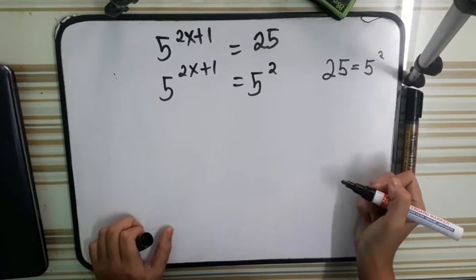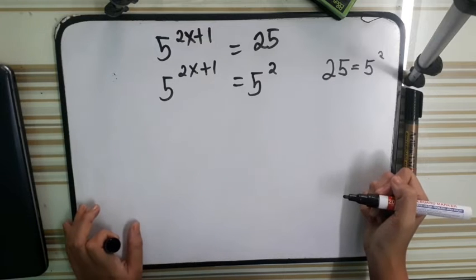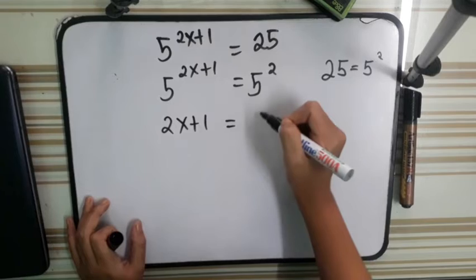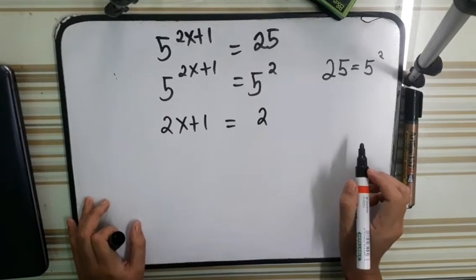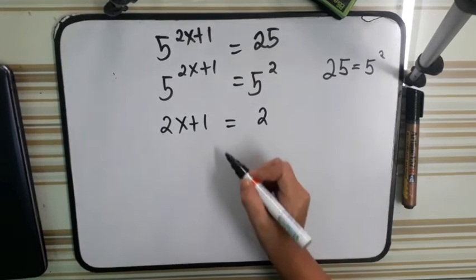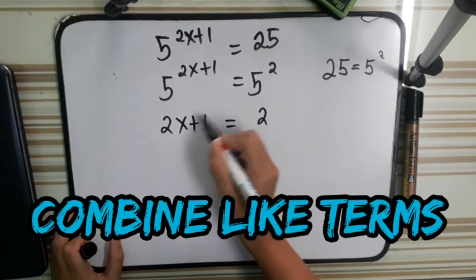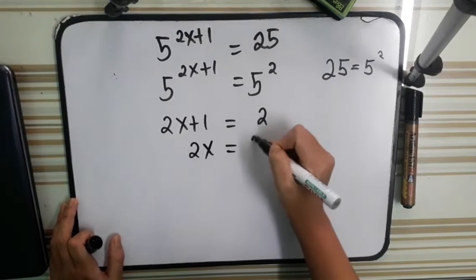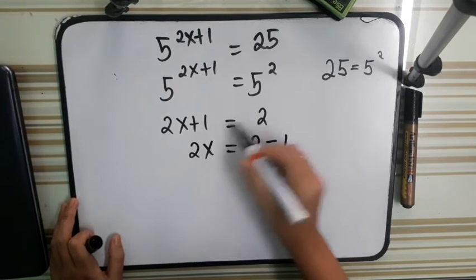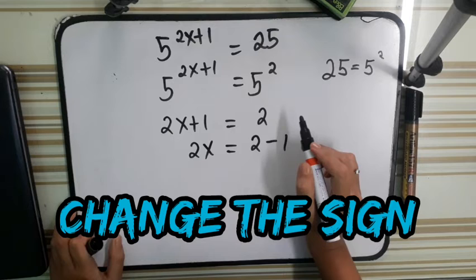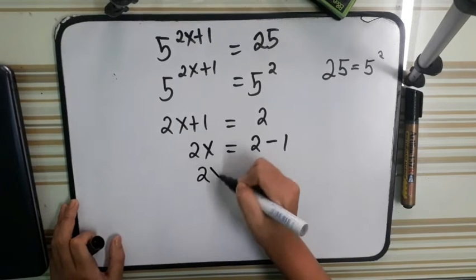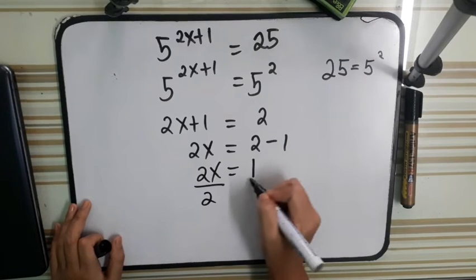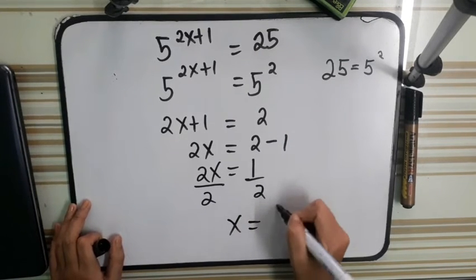If the bases are the same, then the exponents must be equal to each other. So let's have 2x plus 1 is equal to 2. After that, we combine like terms. The constant on the left part of this equation will be moved to the other side. So this will become 2x is equal to 2 minus 1. We change the sign from positive, it will become negative. Then let's simplify. So 2x is equal to 2 minus 1 is equal to 1. Then divide both sides by 2. So the answer is x is equal to 1/2.